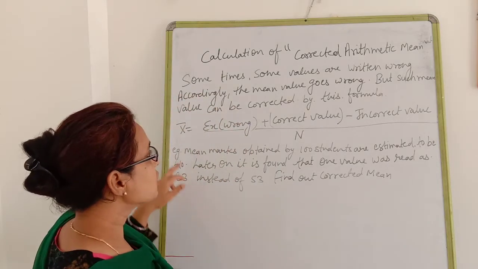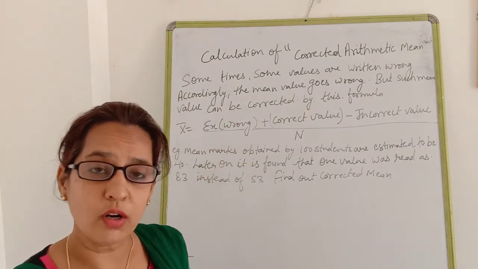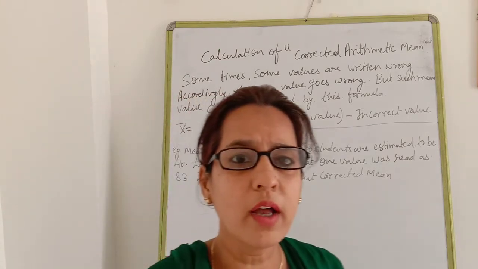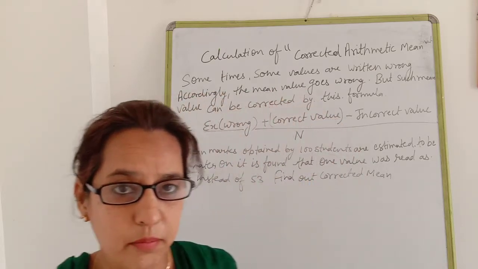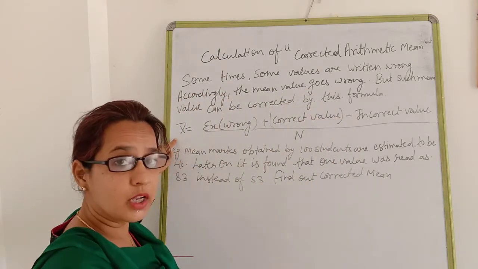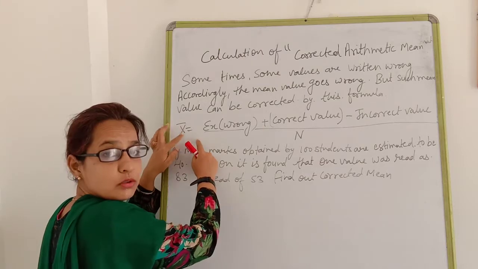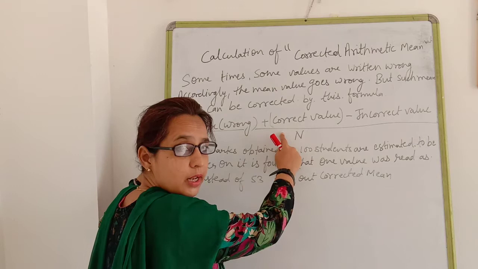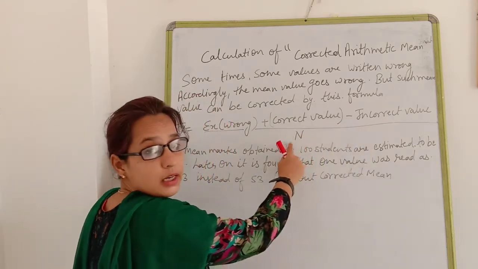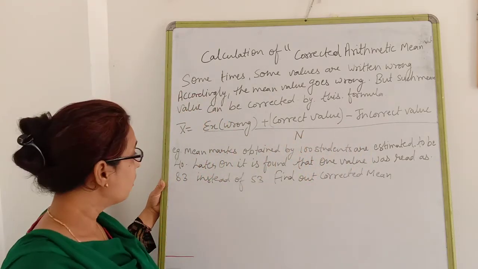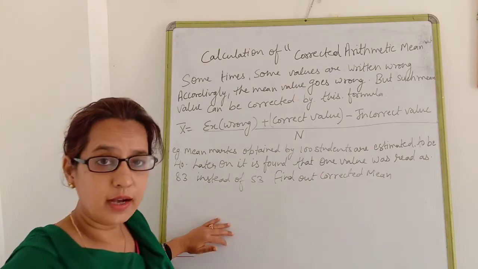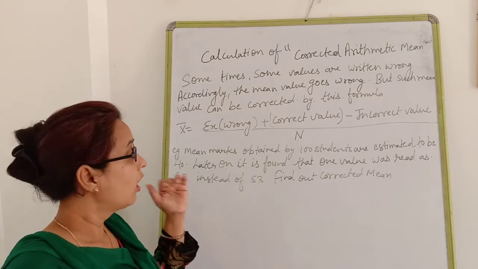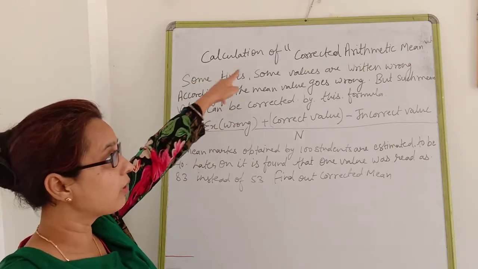In that condition we are not going to solve our question from the beginning. We can apply a simple formula and correct our arithmetic mean. How can we correct? X bar equal to sigma x, which is the wrong value, plus correct value minus incorrect value, divided by n. There is one example which I have already written. We are going to solve this example, how to get the correct arithmetic mean.